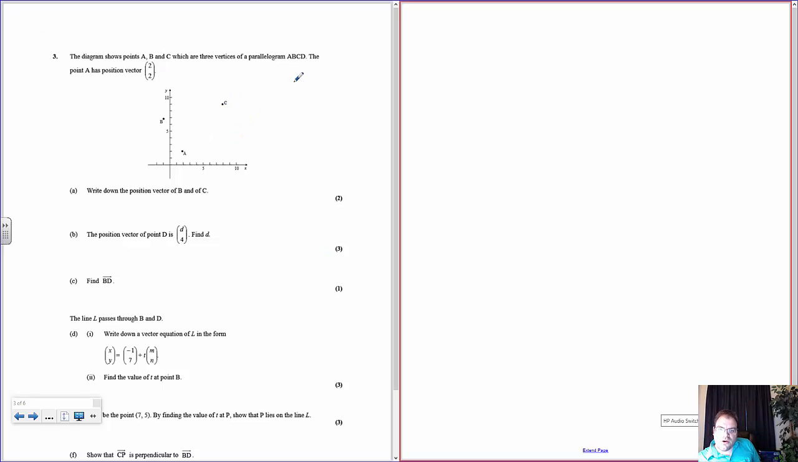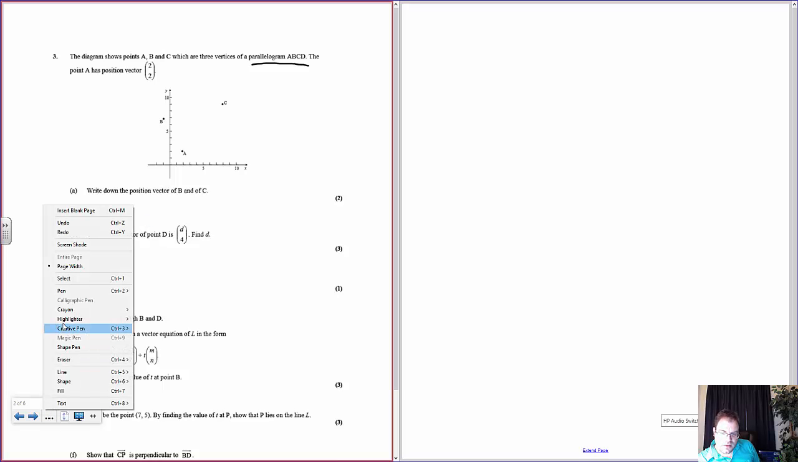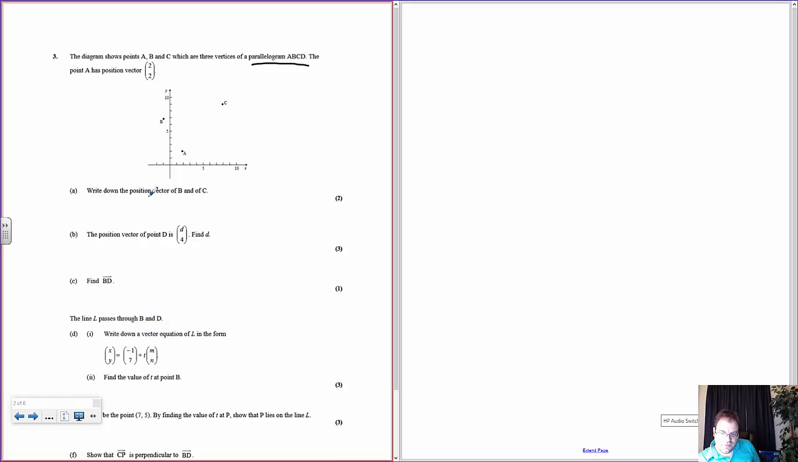All right, so the diagram shows points A, B, and C, the 3 vertices of the parallelogram A, B, C, D, and point A is 2, 2. So if I go from the origin 2 this way and 2 up, that's where point A is, pretty much what it means. Write down the position vectors of B and C. Okay, that's pretty easy. Just look at the picture and follow from the origin.